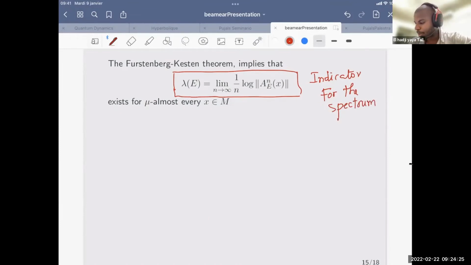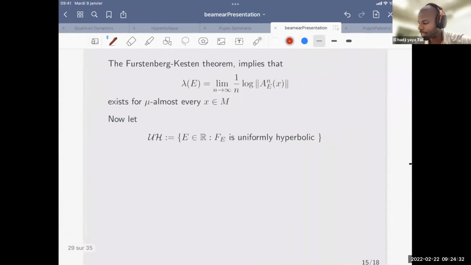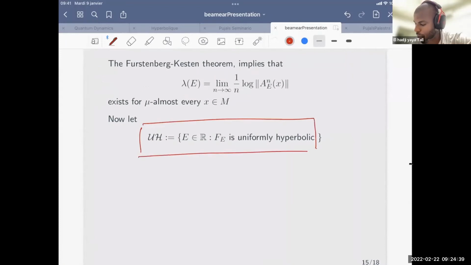Okay, so first of all, we will analyze the case of uniform hyperbolicity. We have already defined what uniform hyperbolic is. Now let me consider this set. You have the set of points for which F_E is uniform hyperbolic, meaning that the norm of A_n^E(x), because here we are in the SL2 case, is bigger than some constant c mu^n, where mu is bigger than 1, right? This is the set of energies for which the associated cocycle is uniformly hyperbolic.